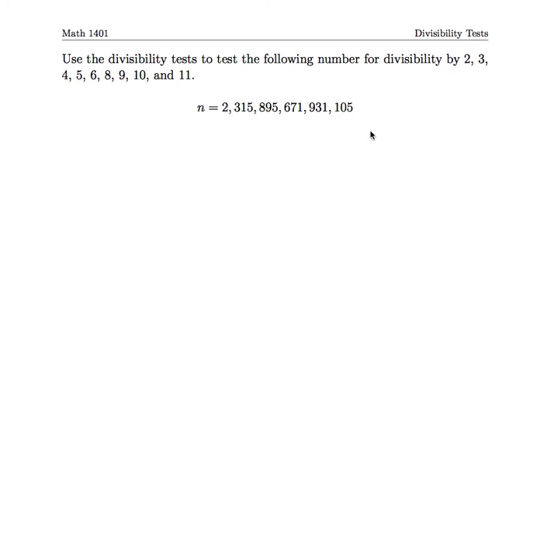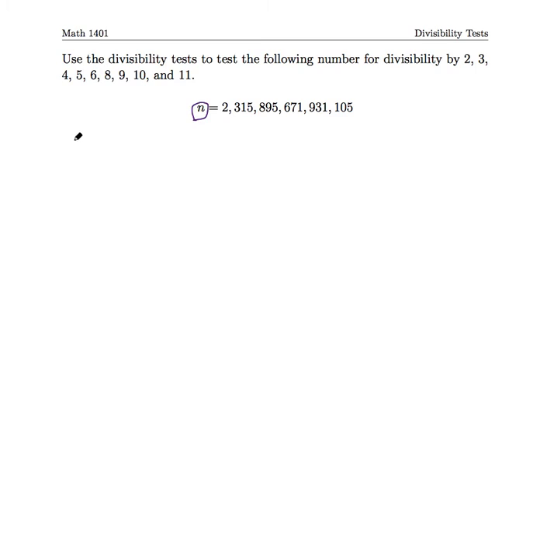In this video, we are going to use divisibility tests to test the following number for divisibility by 2, 3, 4, 5, 6, 8, 9, 10, and 11. So here's our number that we're going to be working with. I'm going to call it n just because in certain cases it's going to be easier if I abbreviate it.